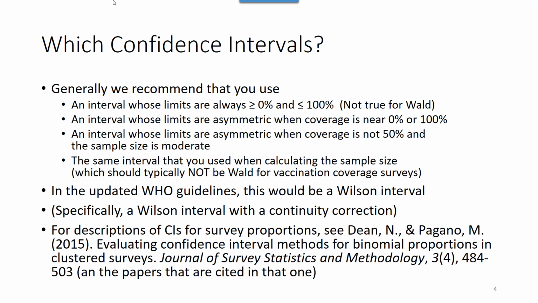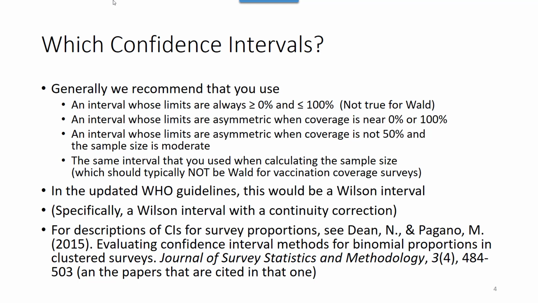And then I'll show you a graphic in a moment illustrating the point that intervals should be asymmetric when the coverage is near 0% or 100%, or if the sample size is small or moderate and coverage is not 50%. Then we want the confidence interval to be asymmetric. And the Wald is a symmetric interval, so that's another strike against it.